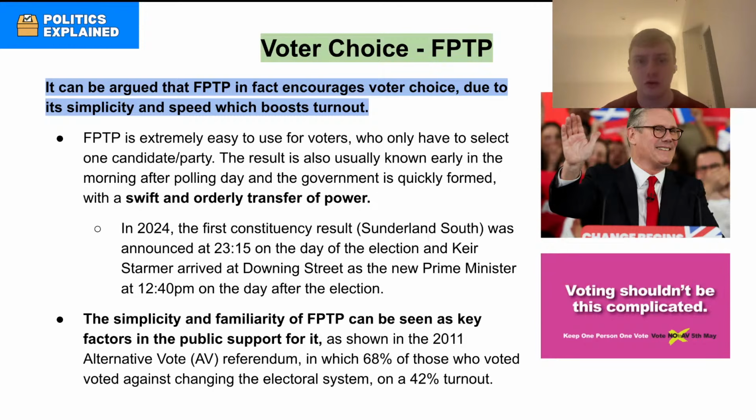On the other hand, we can say that in some ways, first past the post is strong in terms of voter choice. And that's because it's simple and quick, effectively, which boosts turnout. It's really easy to use for voters. They know they only have to turn up and select one candidate or party, and the result is usually known in the early morning. And this is a key reason why it was supported in the AV referendum. It's simplicity and familiarity. And it can be argued this is really good for voter choice, effectively, because it means that voters know what they're doing. They know they only have to vote once. And this encourages democratic participation. So this is a really good counterpoint. You can say that first past the post is effective in terms of voter choice.